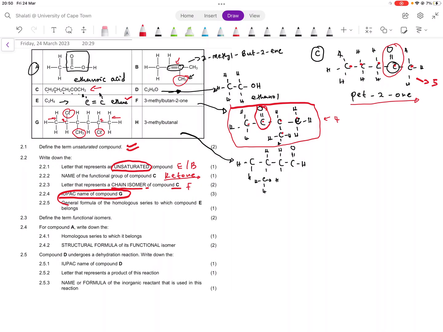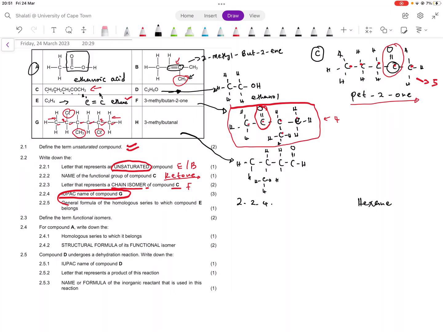Okay, so it means now let's check the longest chain. 1, 2, 3, 4, 5, 6. So we know that our longest chain is 6 carbons. That means we have a hexane, since we only have single bonds. So this is an alkane hexane. So let's check our substituents. Okay, let me write it this side. 2.2.4 longest chain hexane, ane for alkane.